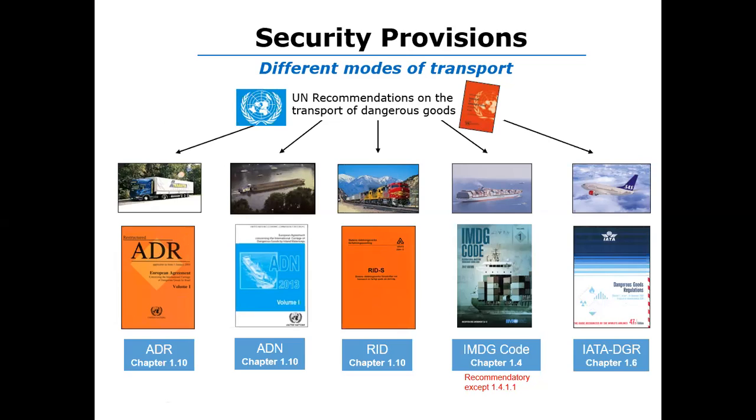So this was introduced in all the different provisions and guidelines for the different modes of transport of dangerous goods. In IMDG Code, they put it under part 1.4. You can see for IATA is 1.6. In the RID is 1.10. In the ADN is 1.10. And the ADR is 1.10.